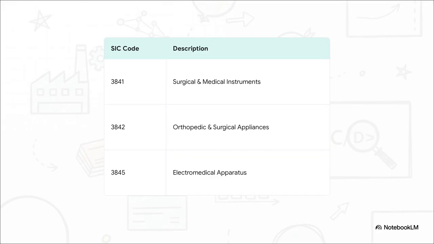You get everything from surgical and medical instruments to medical and hospital equipment. You just look at the list, check the boxes for the ones that fit, and they're instantly added to your search. It makes the power of these codes accessible to pretty much everyone.